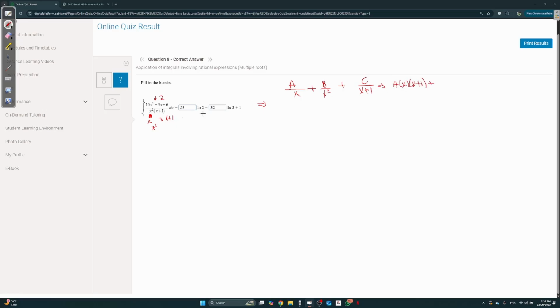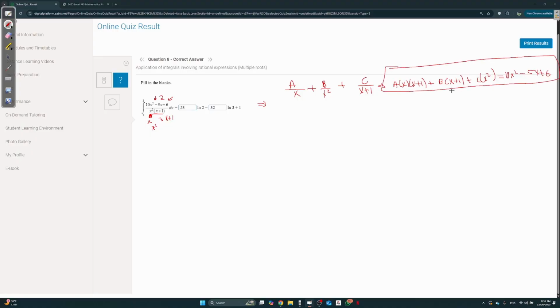B, we already have x squared. What do we need to complete this denominator? We need an x plus 1. So multiply it by x plus 1. The c, we already have the x plus 1. What do we need? We need an x squared, right? So x squared. This is all equal to our old denominator, 10x squared minus 5x plus 6. So you have this over here.